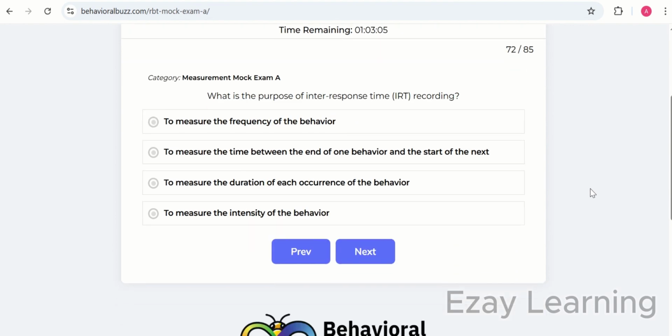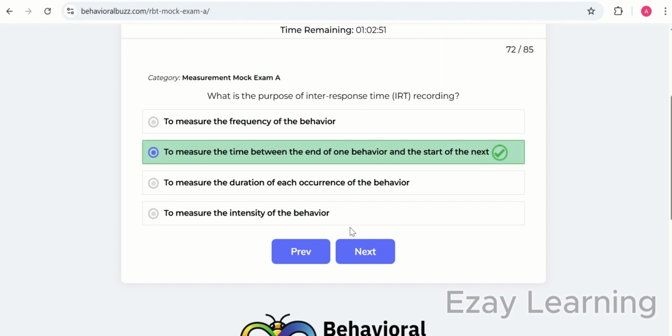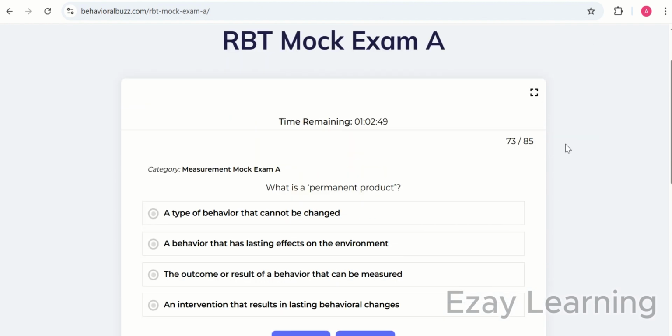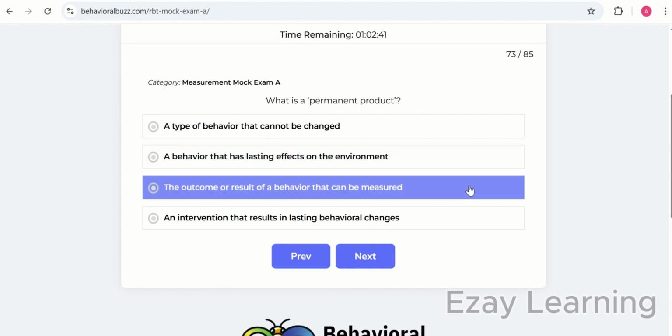What is the purpose of inter-response time recording? You have to basically measure the time between the end of one response and the start of the next response. It is basically the time between two responses. What is a permanent product? Permanent product is the outcome or result of a behavior that can be measured.